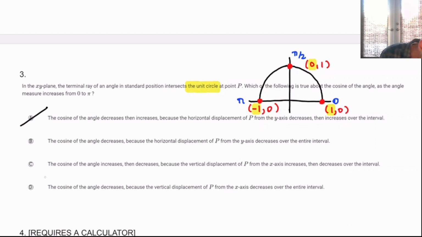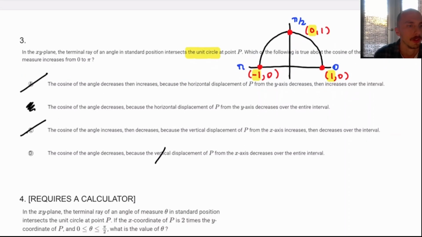Increases then decreases, that's out as well. All right, so because I'm saying the cosine of the angle is only decreasing. Horizontal displacement from the y-axis decreases over the entire interval. That sounds right, so what's the issue with D? Vertical displacement. Vertical displacement, that's sine theta. Okay, so we're talking about cosine theta, so that's going to be answer choice B.